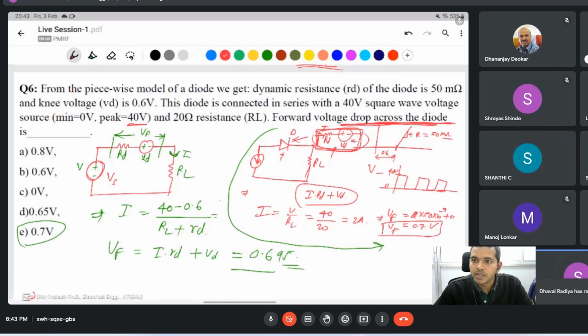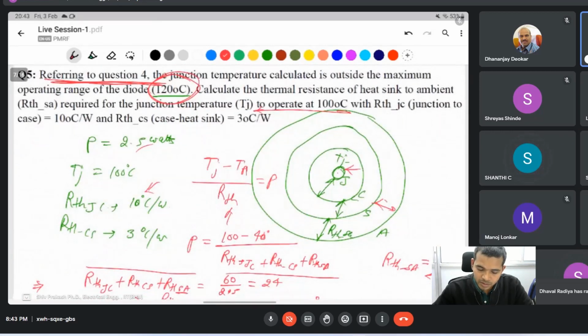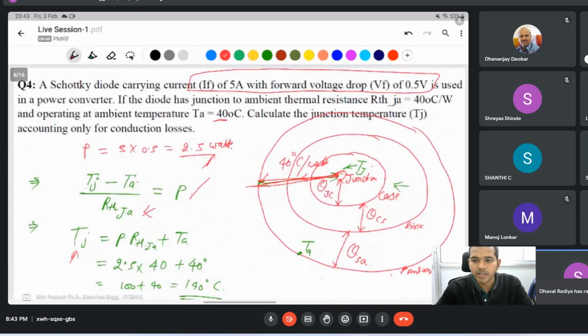Dhaval. Yes, sir. I want to ask about the ambient temperature. In the previous question it is given as 40 degrees Celsius, right? But in the data sheet the temperature range is between minus 65 to 150 degrees Celsius. So why do we consider ambient temperature, if such a range is given? No, this one is a different diode, the diode part number is given there. Here it is the Schottky diode, there it is the fast recovery diode. Both are different.